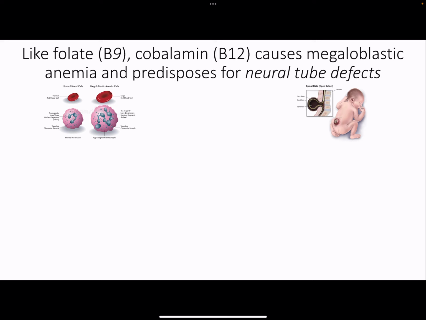So it causes the same symptoms here. It can cause the macrocytes, the large red blood cells, and then the hypersegmented PMNs, the neutrophils. I mentioned it can cause spina bifida, but because we have lots of stores, and for whatever reason it doesn't seem to be as linked, it can cause neural tube defects, but it's less likely.